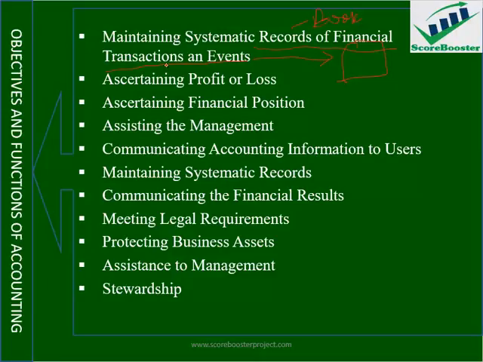Now, you must be able to do it in a systematic way. Systematic means there is already a way of doing it: debit this, credit this, add this, less this. Then accounting also helps the company to ascertain profit or loss at the end of the year.